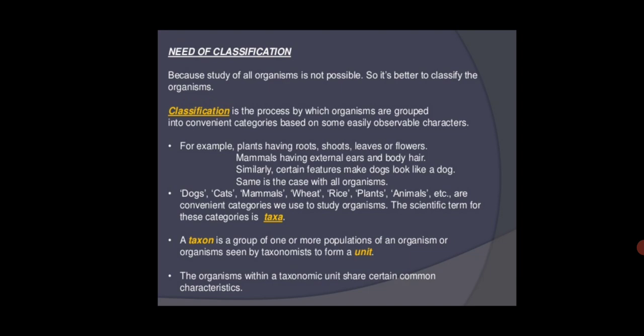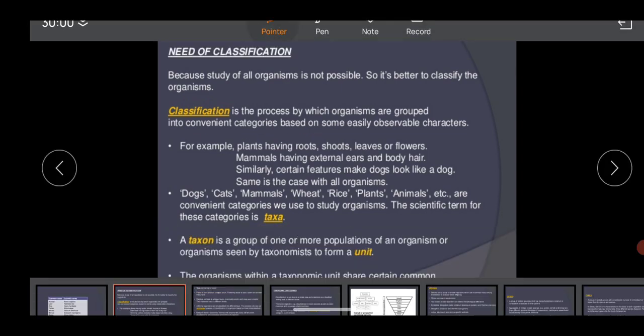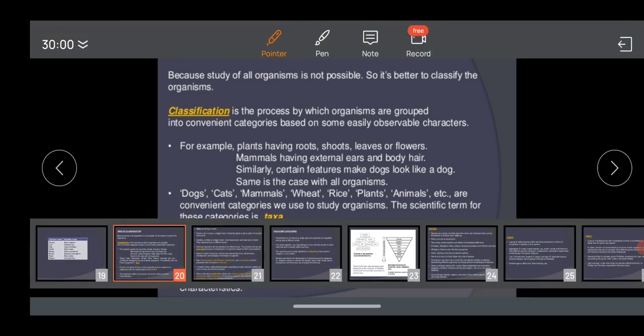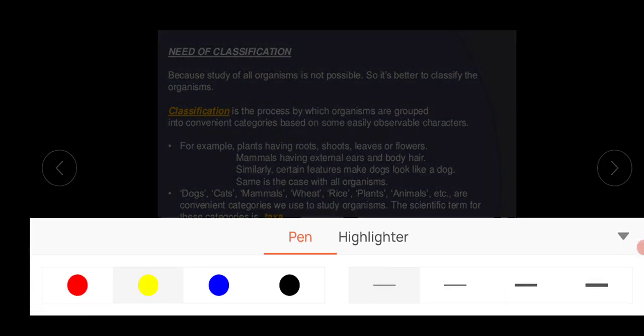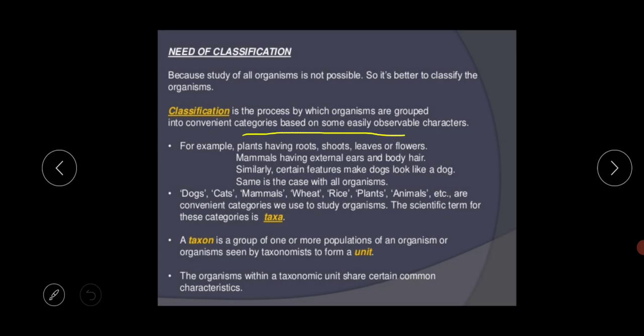First you should know what is the meaning of classification. This is the scientific arrangement of organisms in a hierarchical series of groups and subgroups. This is the process by which the organisms are grouped into convenient categories based on some easily observed characters. So this is the basic thing.